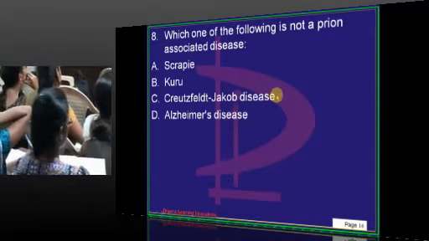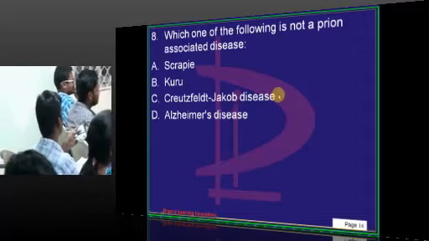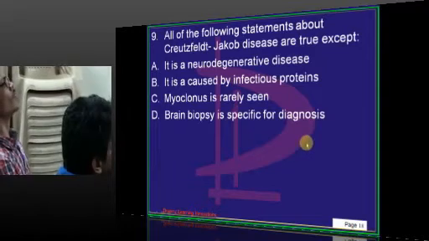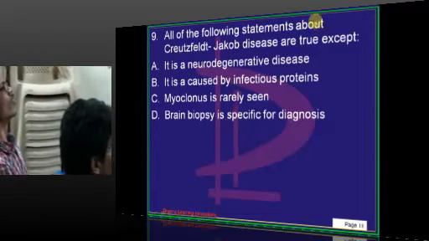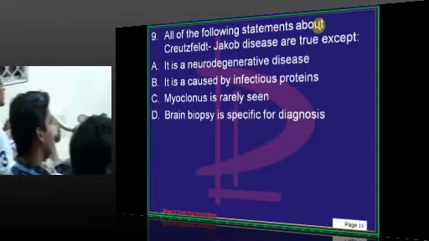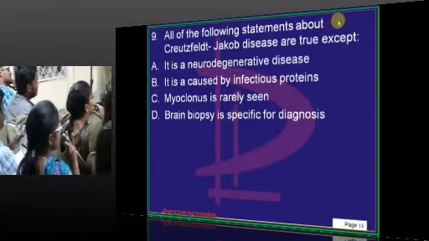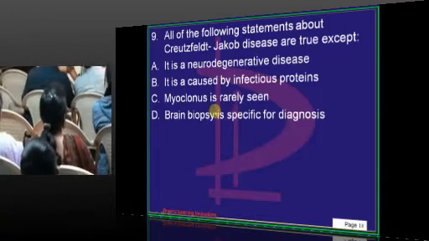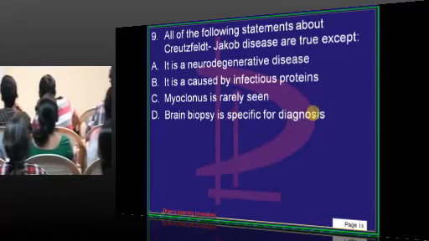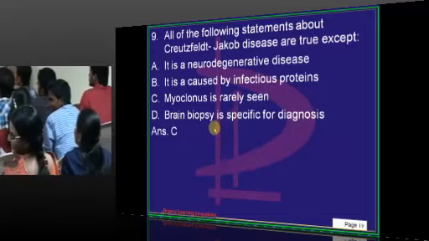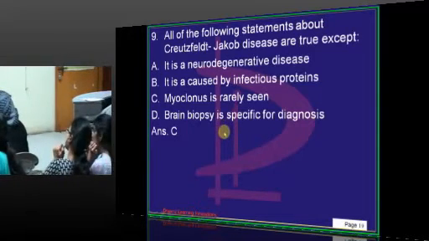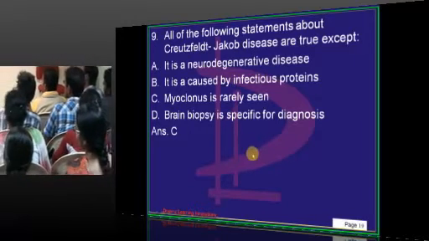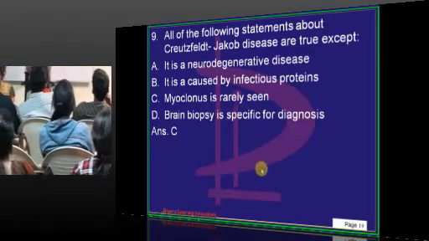Which is not a prion associated disease? Alzheimer's is not, at least after all this review. Creutzfeldt-Jakob disease, what is except? Myoclonus is not rarely seen but often seen. You said no, brain biopsy is needed for prion. What is the brain biopsy finding in a prion disease? Spongiform encephalopathy it is called as. Excellent, doctor.